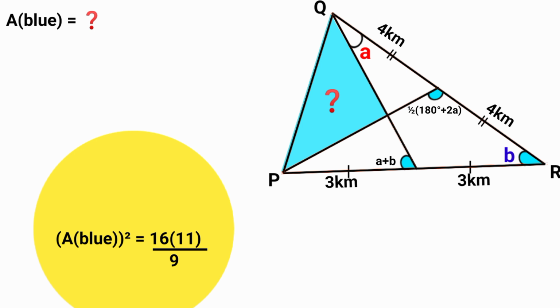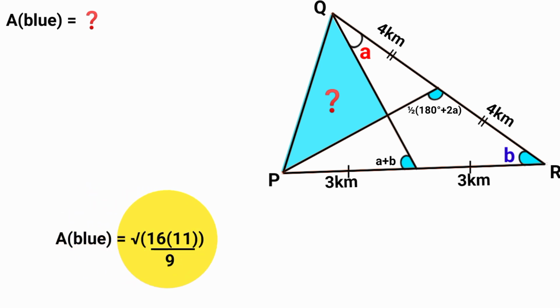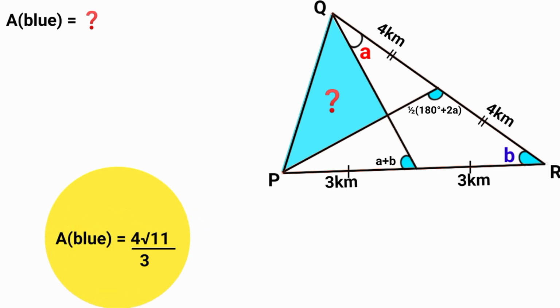Take the square root of both sides. Here square root of blue area squared is area of blue, while here square root of 16 open bracket 11 all over 9 is square root of 16 times square root of 11 all over square root of 9. Square root of 16 is 4. Square root of 9 is 3. 4 times square root of 11 is 4 root 11. So blue area equal to 4 root 11 over 3 kilometers squared.